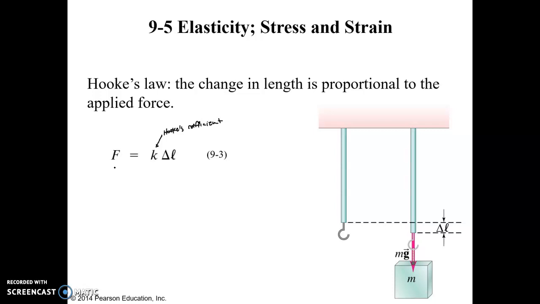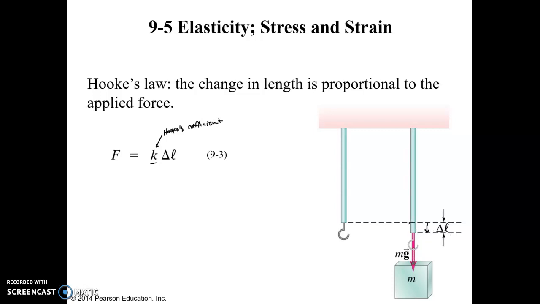It's saying that the force applied to an object is proportional to the change in length. And if we put this coefficient in front of it, we can actually come up with an equation that the force applied is equal to K delta L. So we have this bar that is some length, and then we hang a mass from it, which applies a force to it, and it increases the length by some delta L.